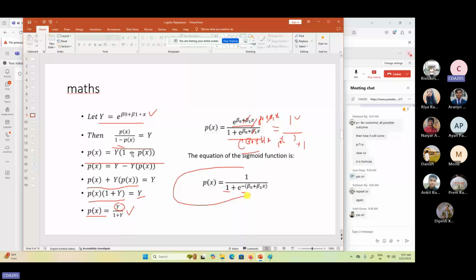Now we can do the cross multiplication. So p(x) is equal to capital Y into 1 minus p(x). Okay. So now we can take that p(x) plus Y p(x) is equal to Y. Are you clear with this? Now Y p(x), we can take p(x) common. So we get p(x) into 1 plus Y is equal to Y. Okay, because here we know that p(x), this part.